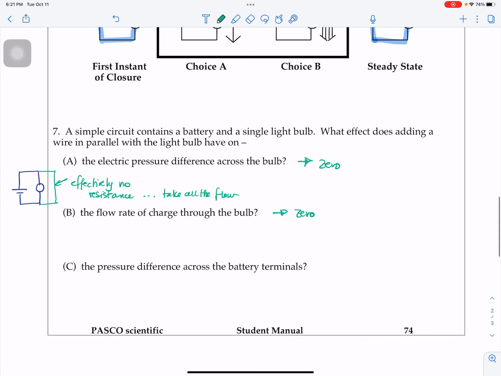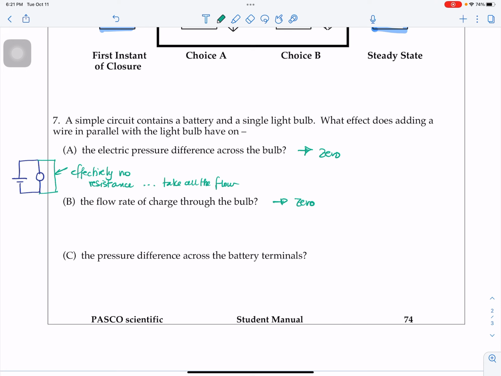And then the pressure difference across the battery terminals, this is going to decrease because I have a lot more flow.